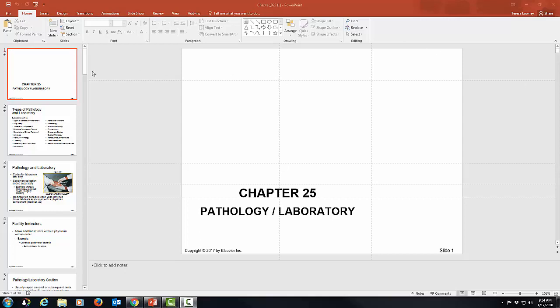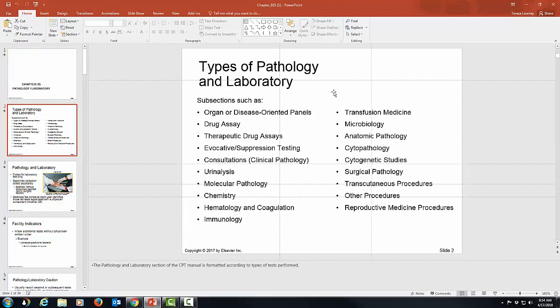We're going to go through the slides very quickly, but I really want you to have your CPT book with you and open as you're going through these slides, because it will make your life easier when you can follow along. So there are 18 different learning objectives for this chapter, and these are all the subsections that are on the screen for the different types of pathology and laboratory.